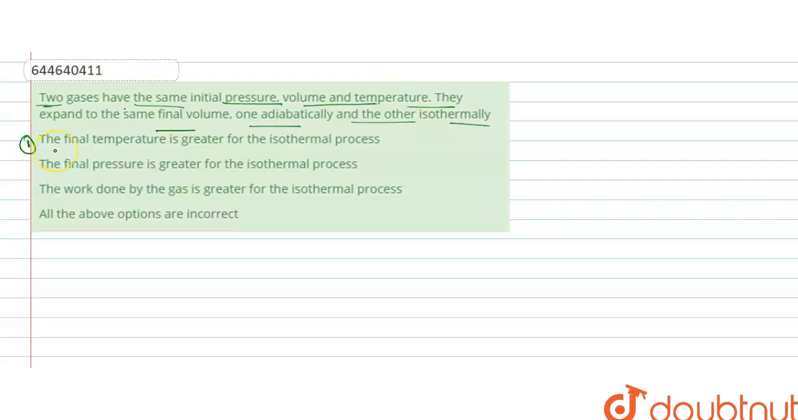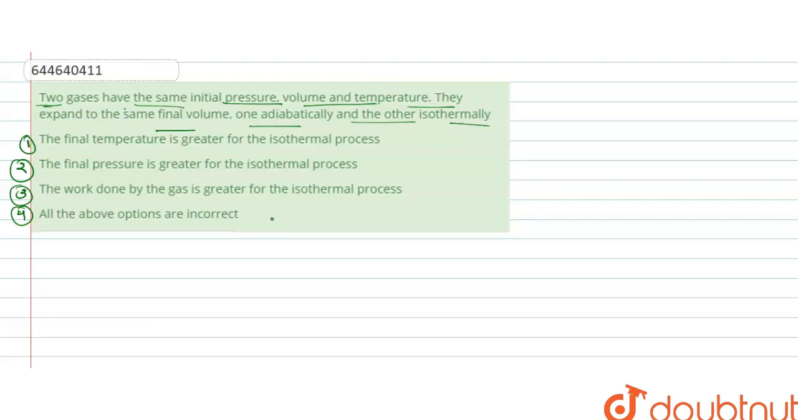First, the final temperature is greater for the isothermal process. Second, the final pressure is greater for the isothermal process. Third, the work done by the gas is greater for the isothermal process. And fourth, all the above options are correct.